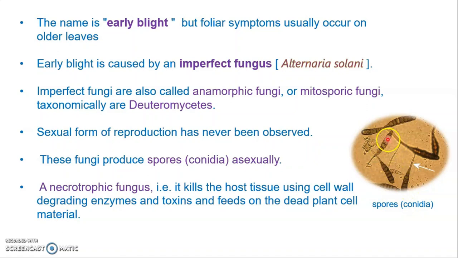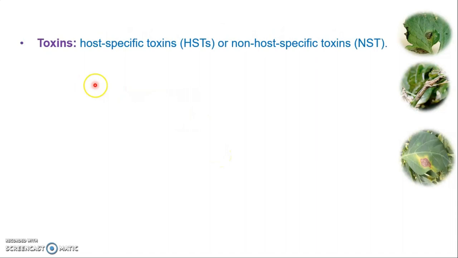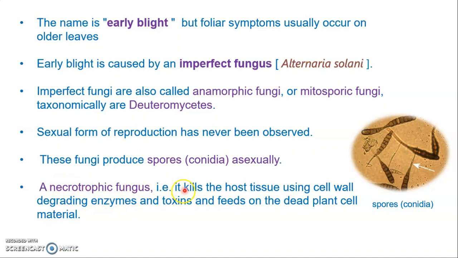And this picture shows the conidia of Alternaria solani. As you can see, these are the transverse septa here. And this is a beak. This is called a long beak. So later we will discuss what these are. So as I have told you, Alternaria solani is a necrotrophic fungus. It kills the host by producing enzymes and toxins.